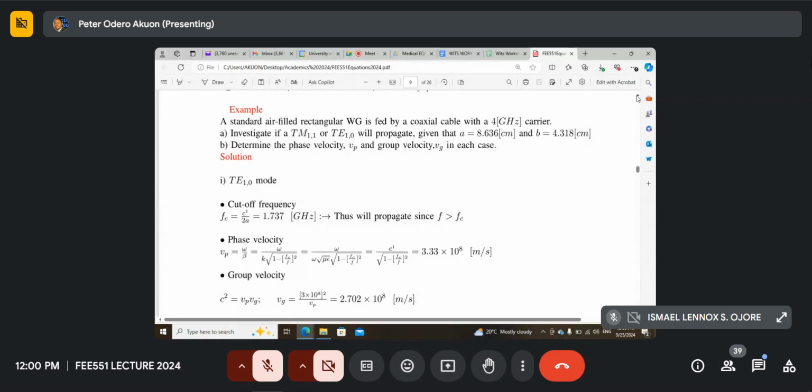All right. No, not yet. Okay, so you try to calculate the cutoff frequency for TM11. You let us know if you get something like 3.88 gigahertz. Then we look at the phase velocity. So 3.88 is also below 4 gigahertz, so it will propagate forward.